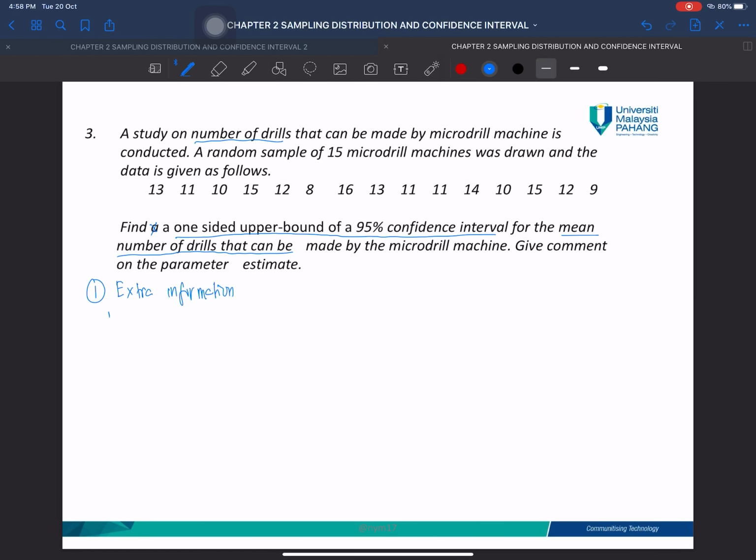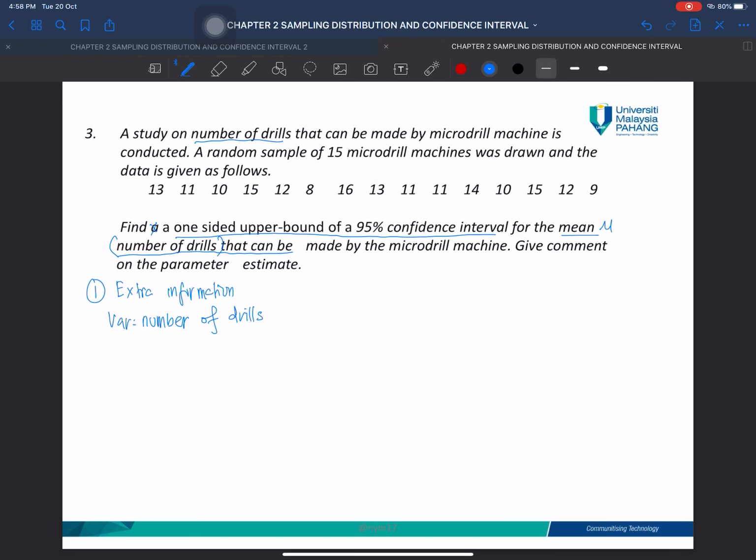So the variable here, it is clear that it is about confidence interval of the mean. So we are looking for the confidence interval to estimate the mean, the mu here. The variable you can identify from the question, so it is a mean number of drill. So this is your variable, number of drill. There is no unit, it's a number of drill.